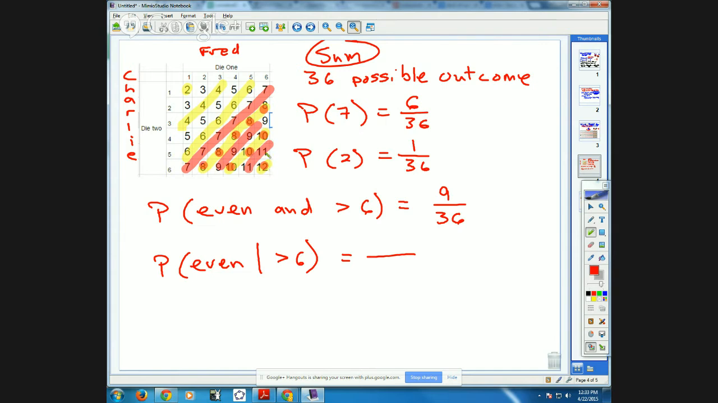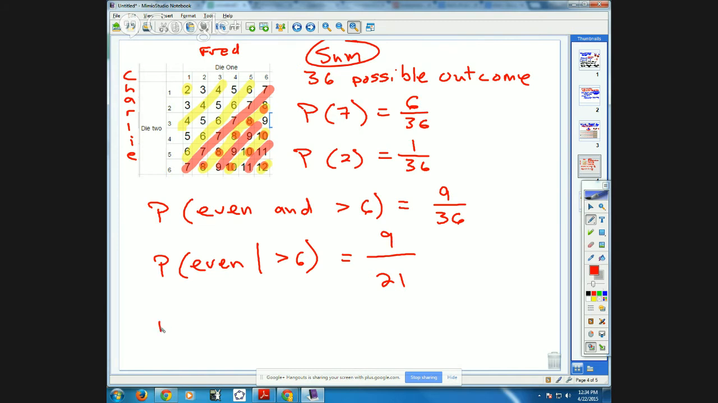And so what do we have? We have 1, 2, 3, 4, 5, 6, all added up. So what's that give me? 1 and 2 is 3, and 3 is 6, and 4 is 10, 15, 21. There are 21 possible sums that are greater than 6. How many of those are even? Oh, 1, 2, 3, 4, 5, 6, 7, 8, 9 of them are even. So that means I have 9 out of 21.